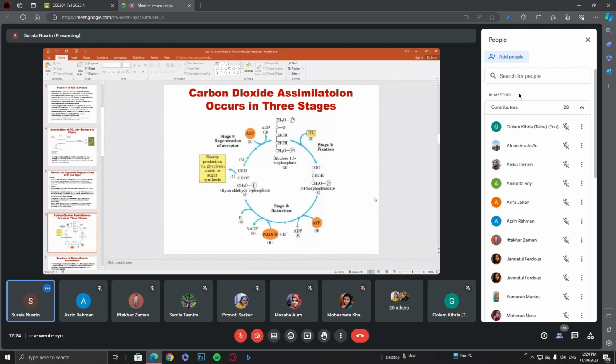And after that, the 3 carbon compound is generated, which is 3-phosphoglycerate. Now the 3-phosphoglycerate first undergoes phosphorylation. If you look at this reaction, phosphorylation means ATP is required, and the enzyme synthesizing this reaction is called 3-phosphoglycerate kinase. Kinase is the enzyme doing phosphorylation, and we get 1,3 bisphosphoglycerate.